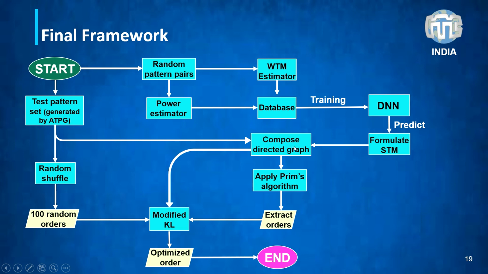Compose the directed graph. The ATPG generated patterns will be utilized to form the nodes of the graph. On the graph we'll run Prim's algorithm and extract various spanning trees or orders. The ATPG generated patterns will also be shuffled 100 times to get 100 random orders, and these two obtained sets of orders will be run through KL, and KL will utilize the graph as well, and KL will return us the optimized order and terminate our framework here.